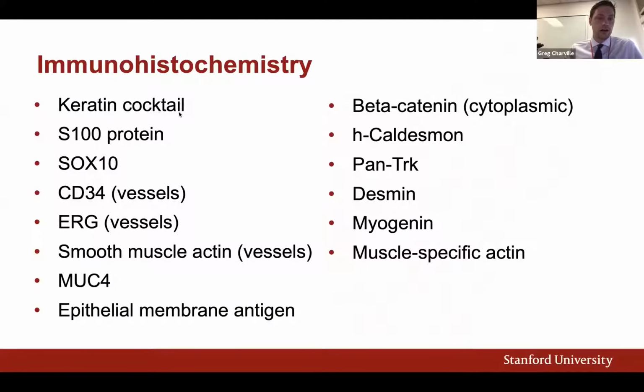So a keratin cocktail, ERG was performed to rule out a vascular neoplasm, MUC4 to assess for the possibility of low-grade fibromyxoid sarcoma, although overall the morphology was not quite suggestive of that.